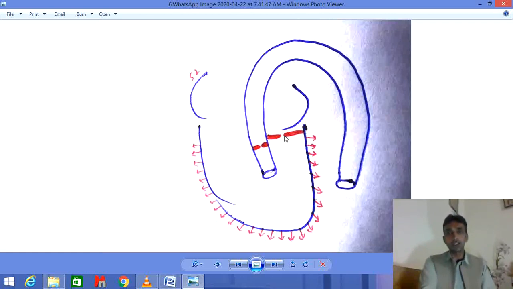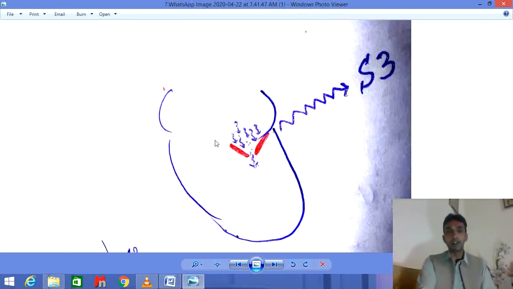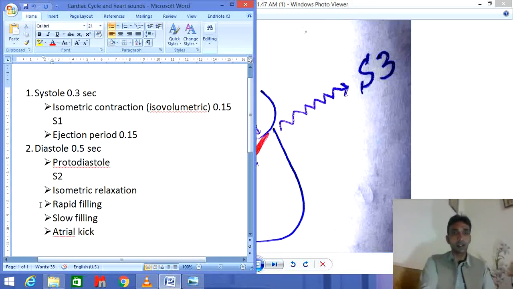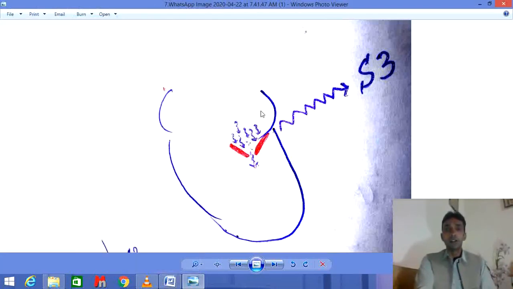So after the relaxation, this valve becomes open, and this opening of the valve is a new step called rapid filling. Rapid filling means the blood is transferred from the atrium to the ventricle. This is also passive. There is no expenditure of energy. There is no contraction of the atrium. But the blood from this area starts going towards the ventricle by the opening of this valve.